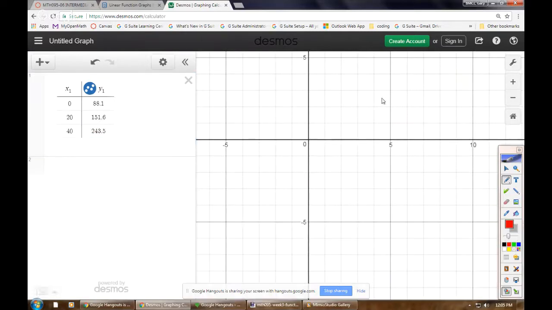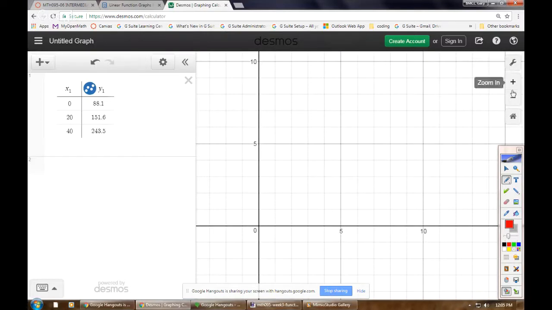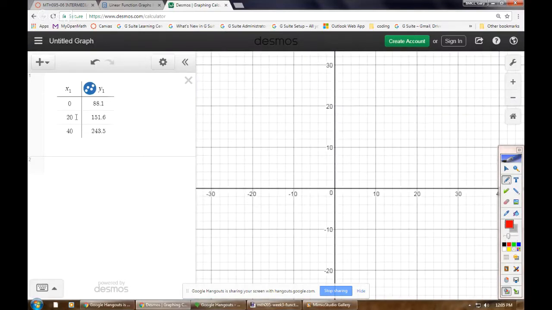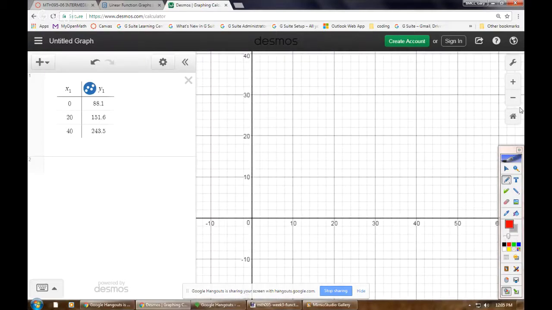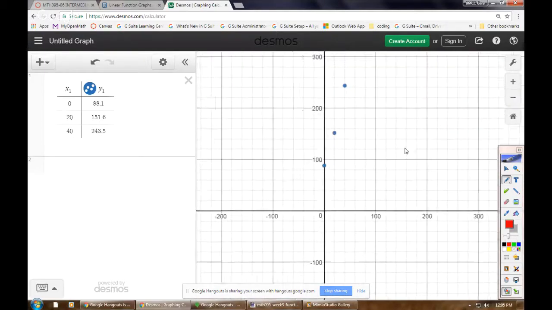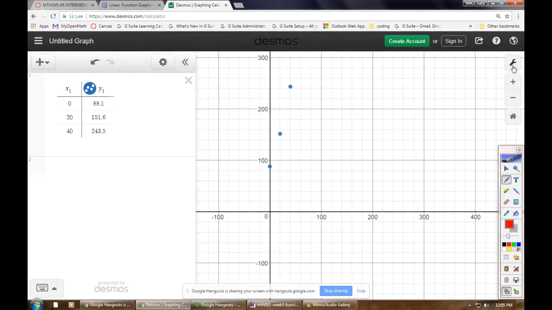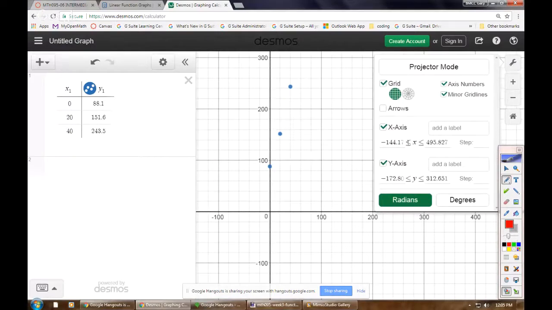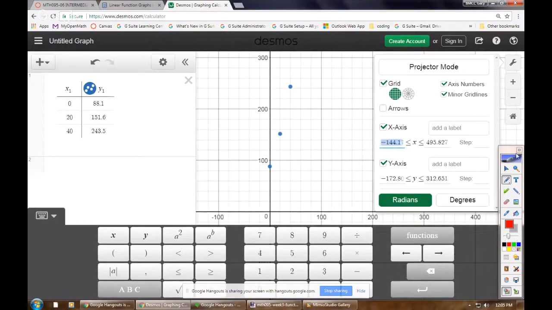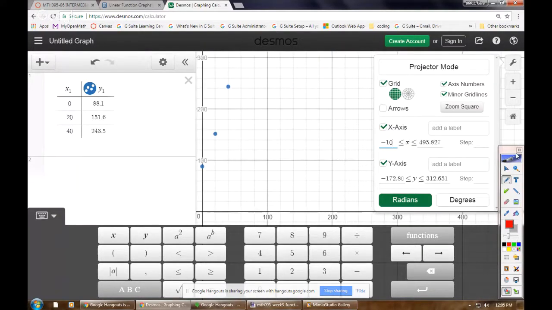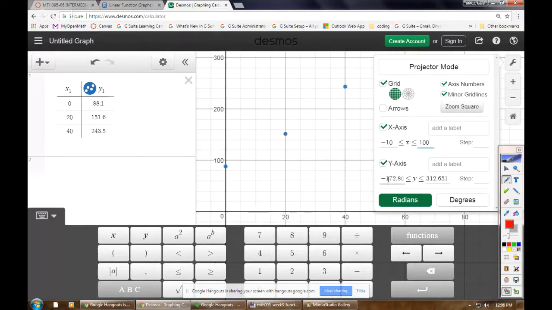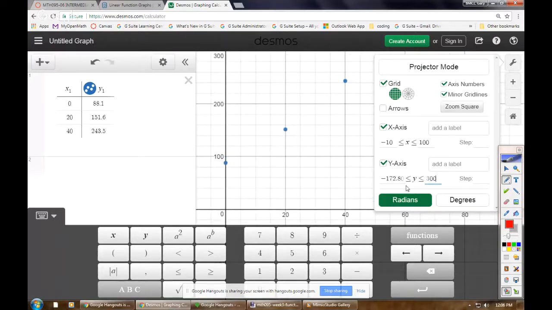I can't see those right now, so I'm going to have to adjust my viewing screen. I could zoom out until I see the points, but the scales are pretty different here, so that might not be the best way. Oh, and there's my 3 points. Another thing I could do is go to the wrench to configure the screen, and say for X, let's go from, say, -10 to 100 years after 1960 to project into the future. And for Y, I need to get up to 240, so maybe we'll go up to 300 for the max, and the minimum, say, -100.